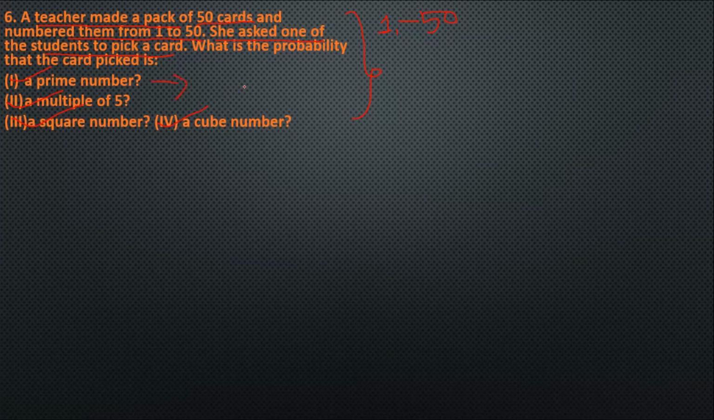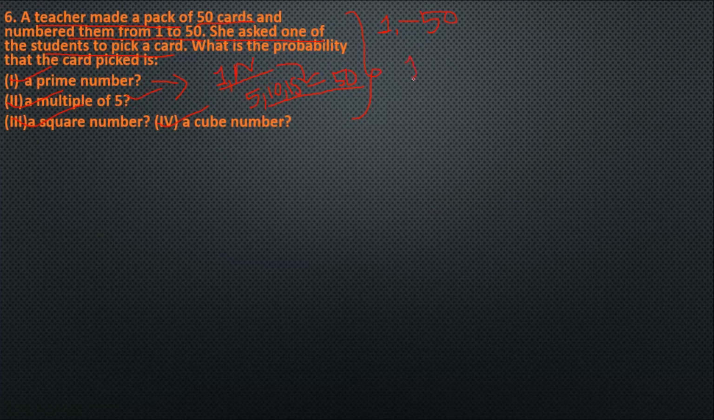So what is the prime number? For those of you who don't know the meaning of prime number, it is a number that has no other factors except 1 and the number itself. So you have to find out how many prime numbers are there from 1 to 50 first, and then we move on to the further part of the solution. Again, multiple of 5: 5 1s are 5, 5 2s are 10, 5 3s are 15. Similarly, this will go on to 5 10s are 50. So there is a total of 10 multiples of the number 5 from 1 to 50.